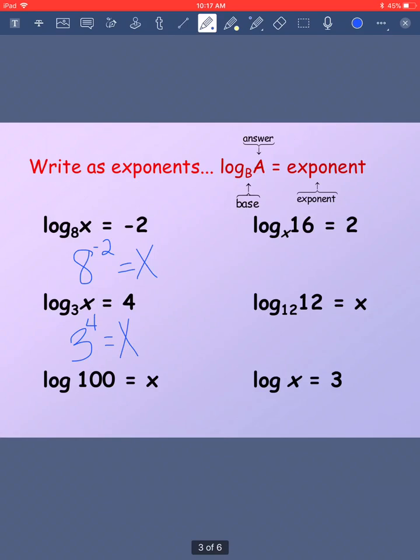This one's a little different. I've got log of 100 equals x. So what's missing here is the base. When there is no base written, it is an implied base 10. So you can write it if you would like. So my base is 10. So 10 to the x power equals 100.